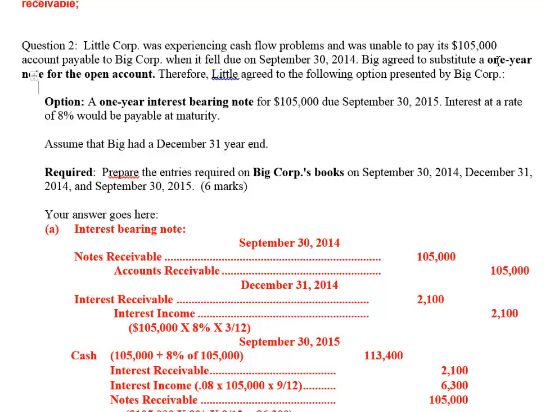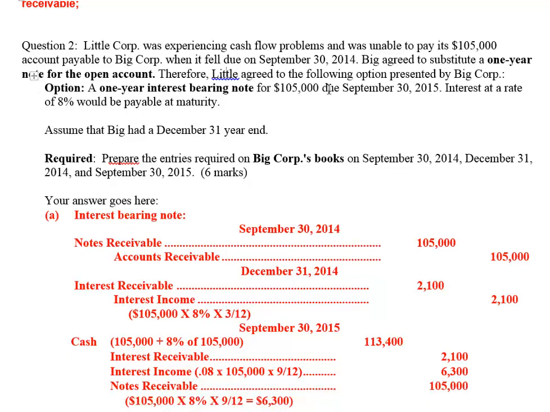So now, it says here it's a 1-year note. That means it's a short-term note. The option that Little gave to Big was a 1-year interest-bearing note. So we know that when we have a short term, and in our case short term is 1 year, interest-bearing note for $105,000, any of the interest on that note is going to go into an account known as interest receivable, not note receivable. Now, this note is going to be due September 30th, 2015, which is a year from the date they swapped out the account receivable for the note.